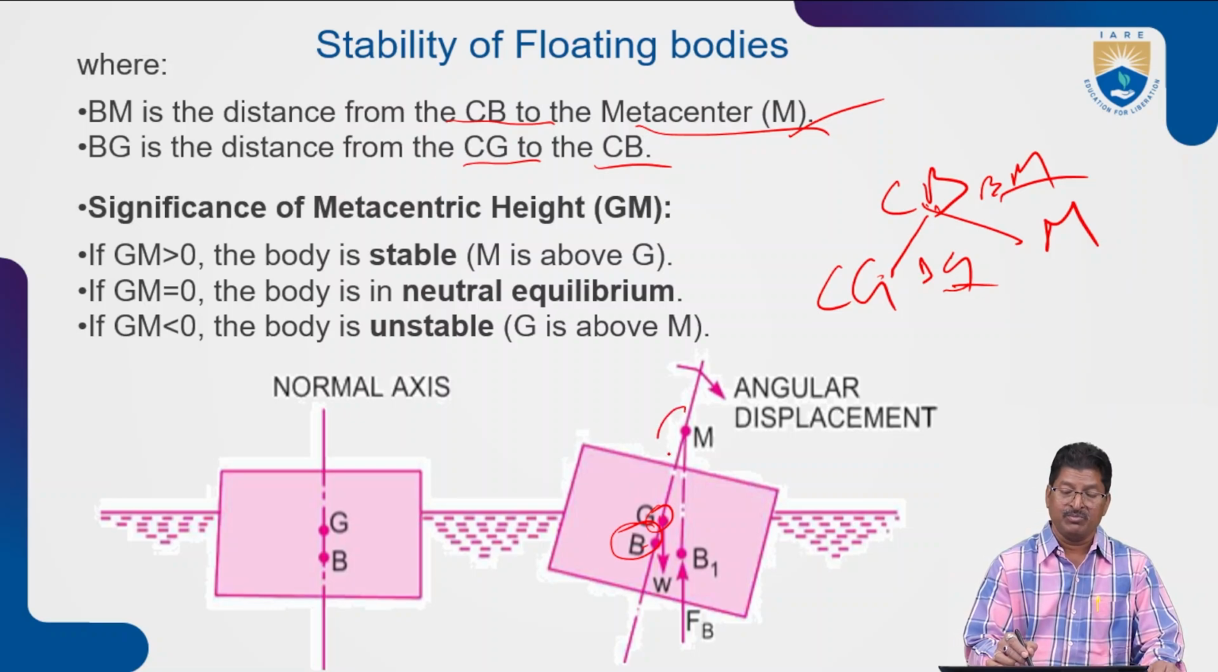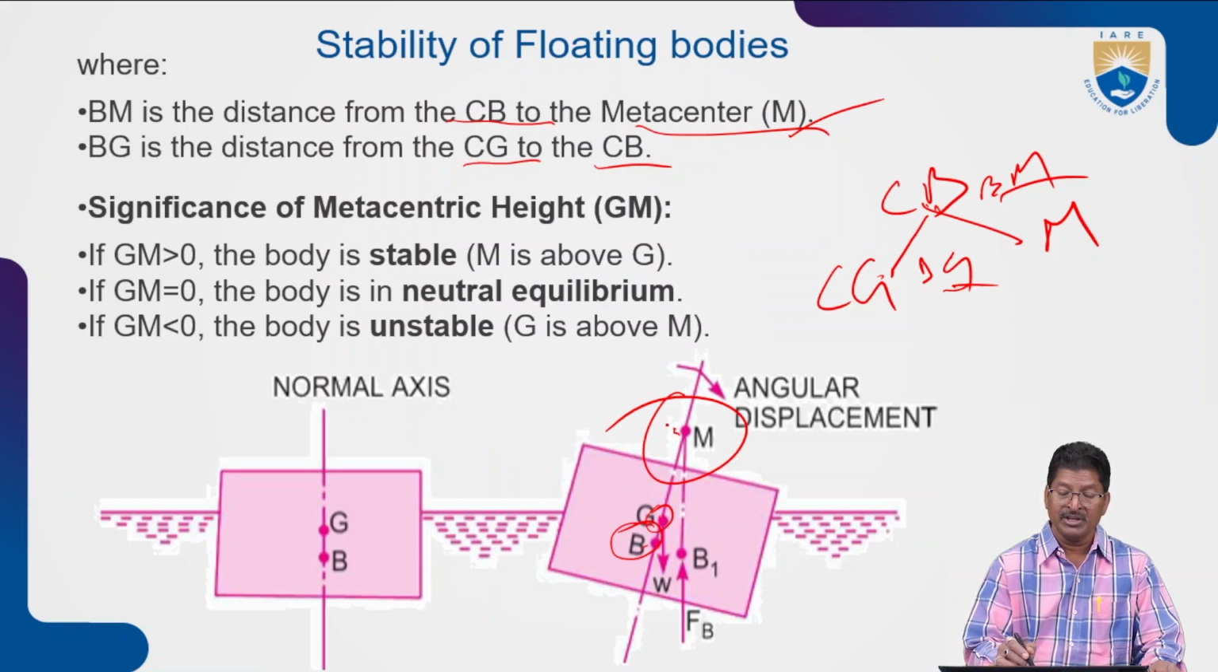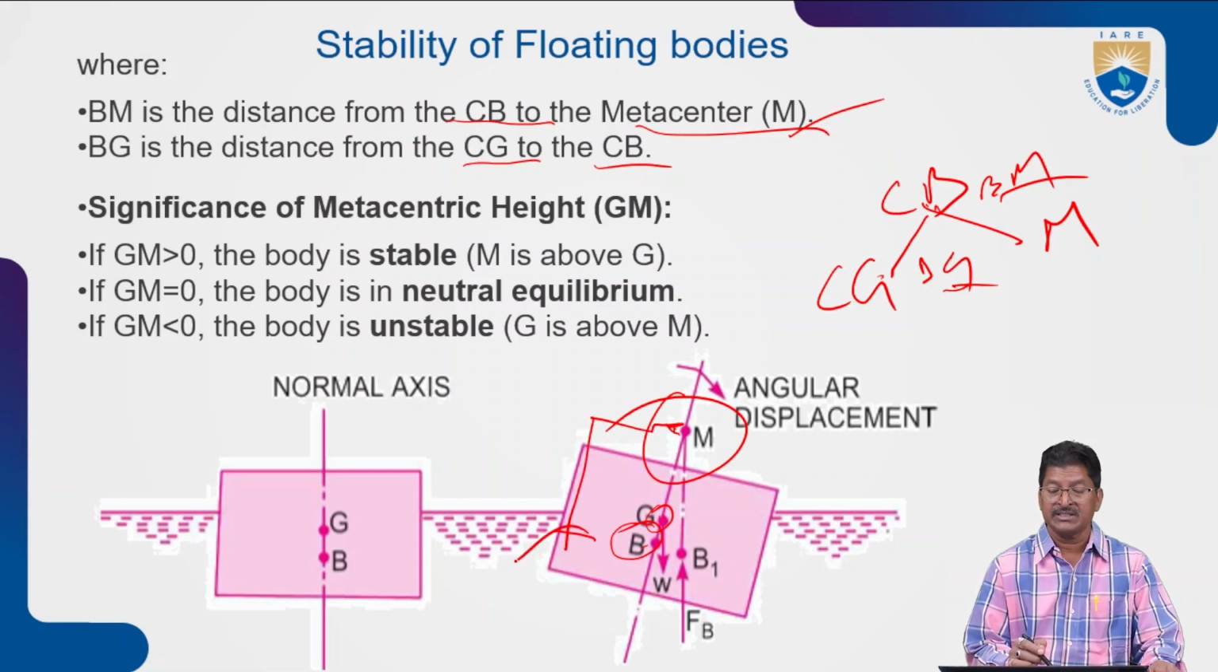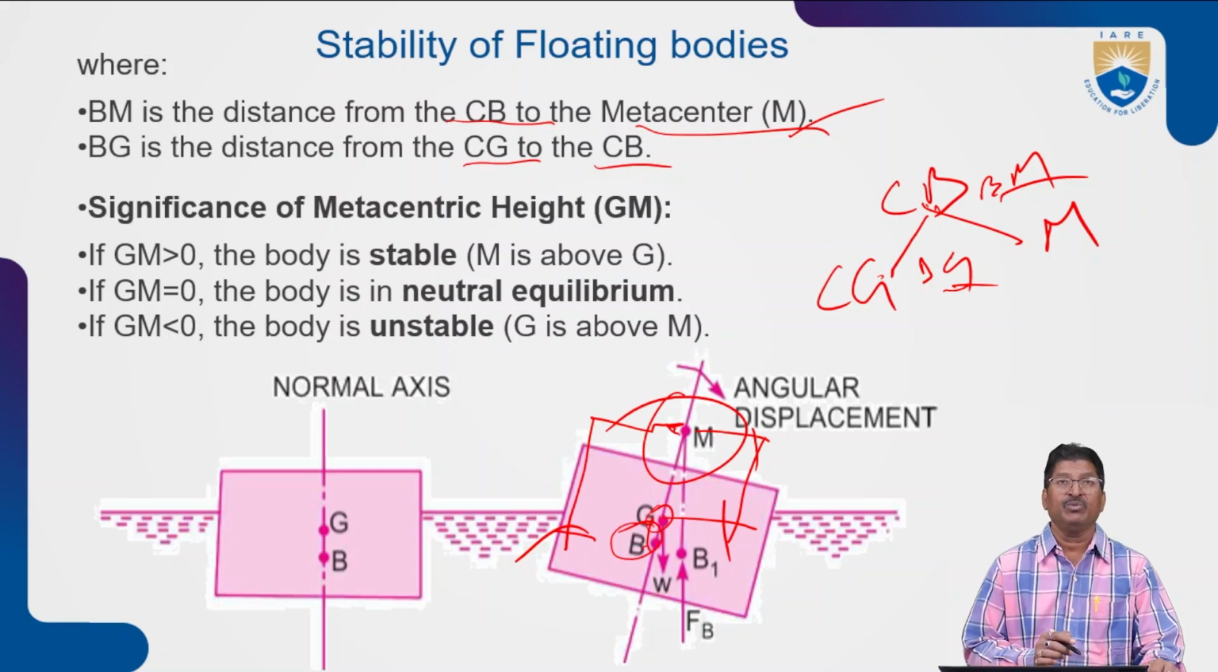So here you can see the M. This M point is the point at which the object or ship oscillates. So that is called the metacenter, that is M here. So BM is from here to here. So BM minus BG is called the metacentric height. That means the distance between the metacenter and the CG of the body.